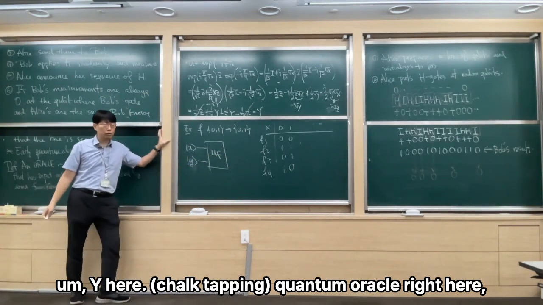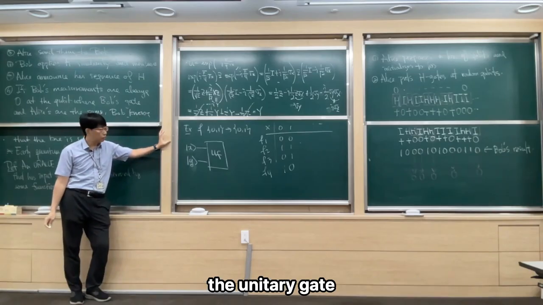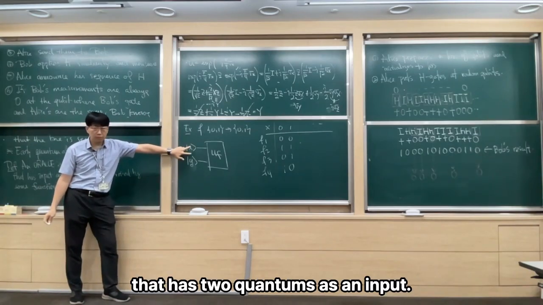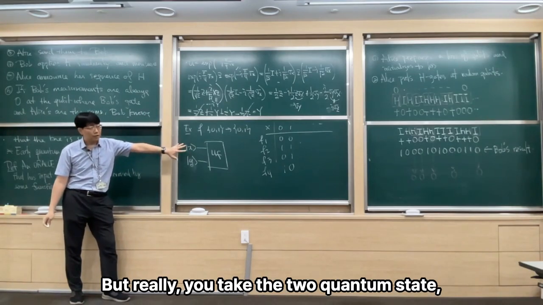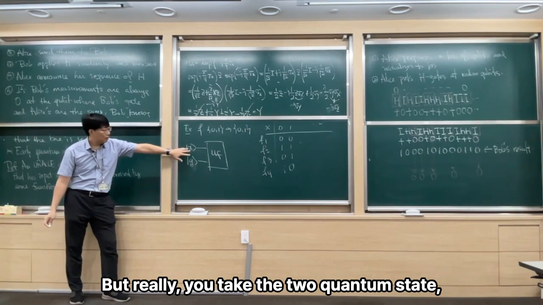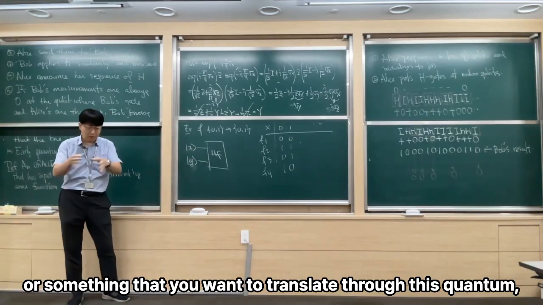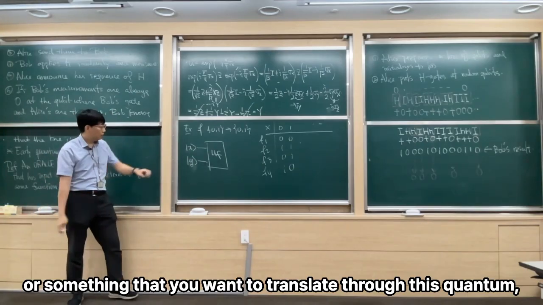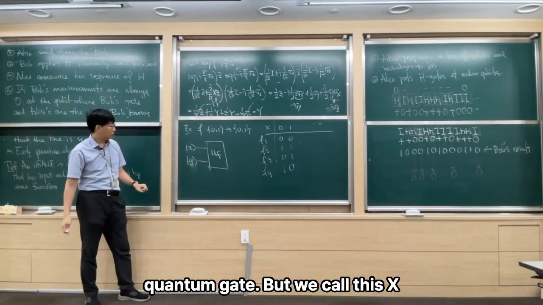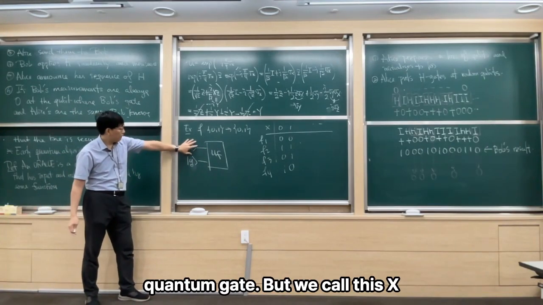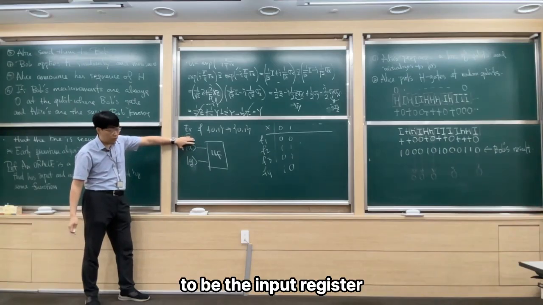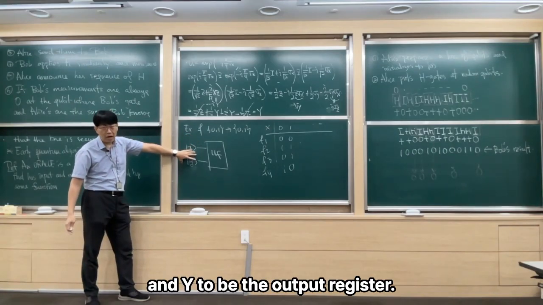The quantum oracle right here, the unitary gate, has 2 qubits as an input. Really, you take the 2-qubit state as an input, something that you want to translate through this quantum gate. We call x the input register and y the output register.